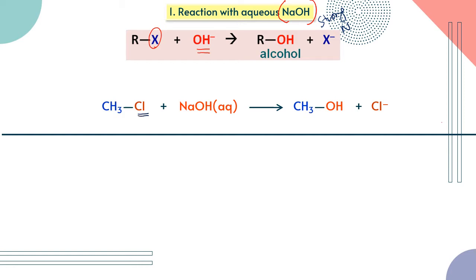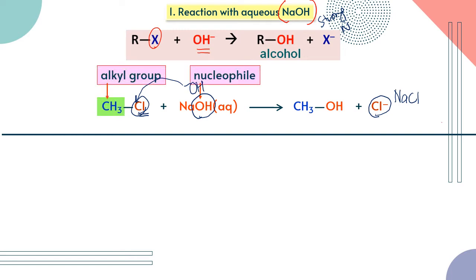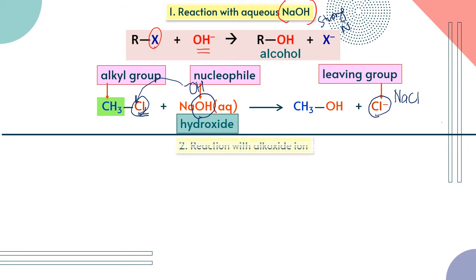So for example, CH3Cl plus NaOH. You need to be able to identify that the nucleophile is actually only OH minus. This OH minus will substitute Cl, and Cl will be the leaving group. Cl minus over here, we can also write down as NaCl. CH3 is the alkyl group. So the nucleophile is the hydroxide, and the leaving group is Cl minus.